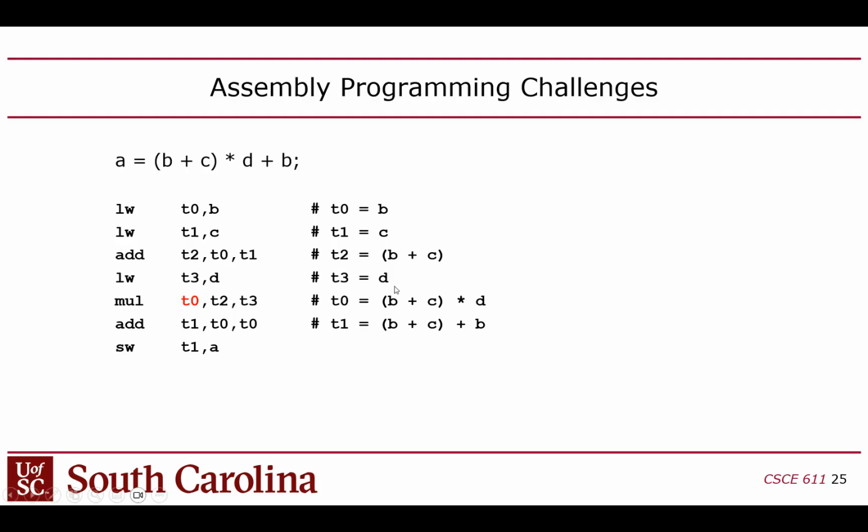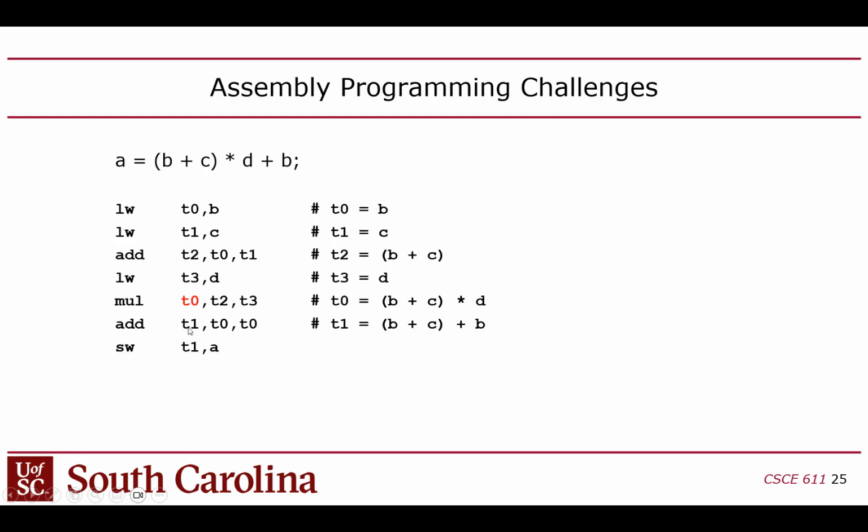Okay, and then I load D into T3. D is the next value I need. I need to multiply D by B plus C. B plus C is in T2. So I do that: T2 times T3. Again, T2 is my B plus C, T3 is my D. I multiply those and put the result into T0. And now I have to add B, right?